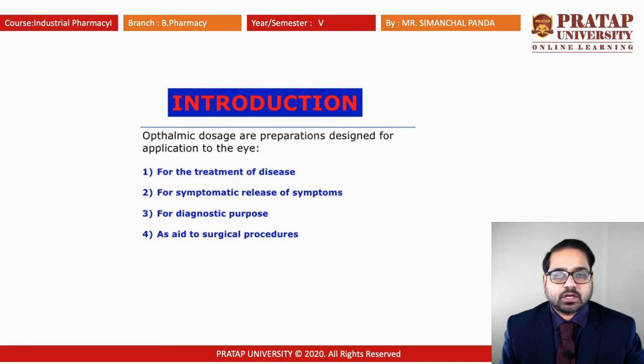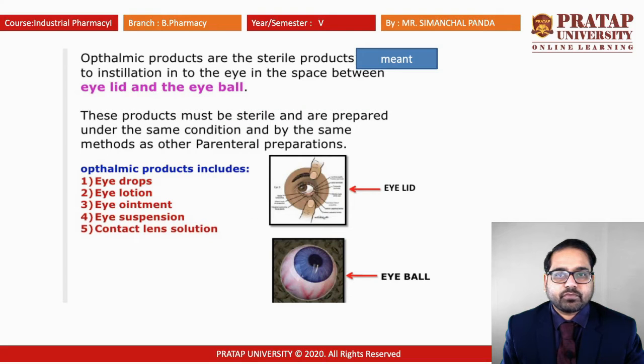Ophthalmic preparations are those preparations which are intended to be used for the eye. These are also known as the ocular preparations. These are used for the treatment of various diseases related to the eye. These can be used for diagnostic purposes or as an aid to surgical procedures.